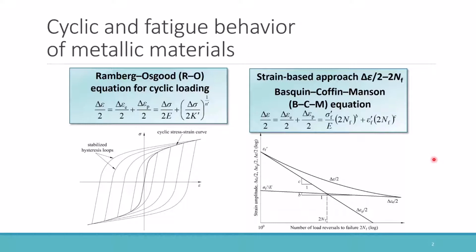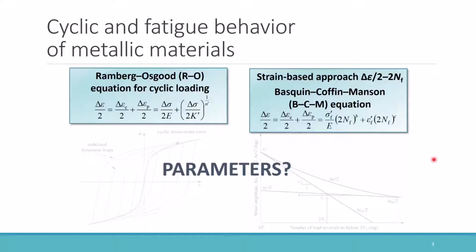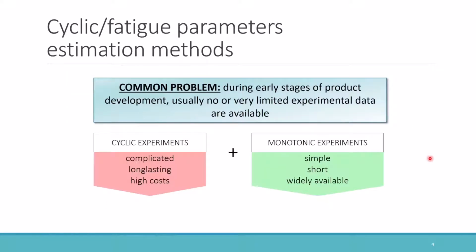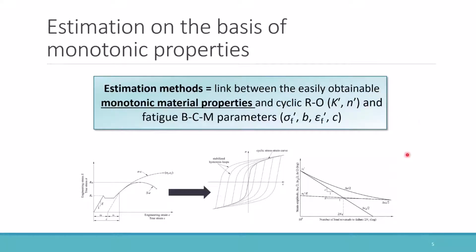This is the reason why a number of estimation methods have been developed since the mid-20th century that try to link monotonic properties from easily obtainable monotonic experiments to cyclic and fatigue material properties. So in this paper, I'm going to present methods for estimation of the fatigue Basquin-Coffin-Manson parameters that we saw on the previous slide: fatigue strength coefficient, fatigue strength exponent, fatigue ductility coefficient, and fatigue ductility exponent.